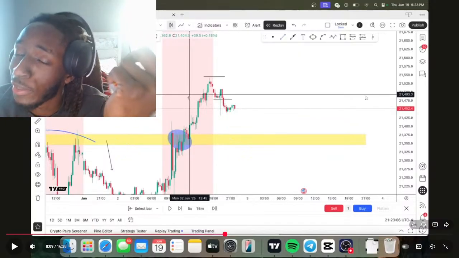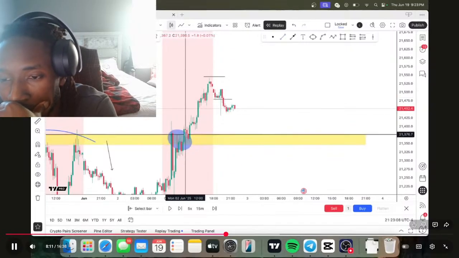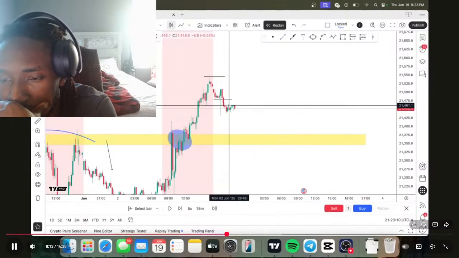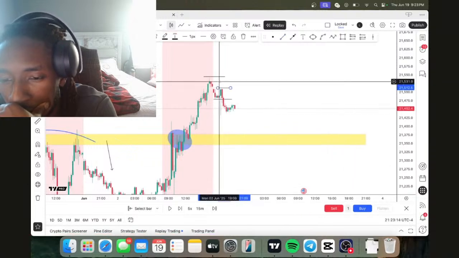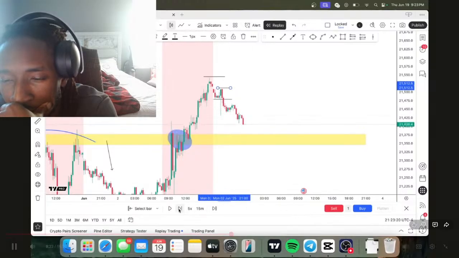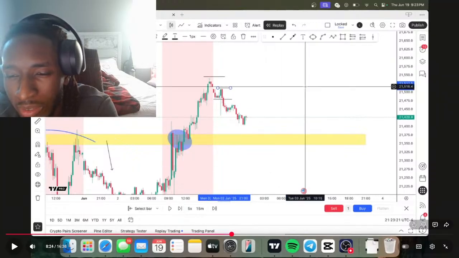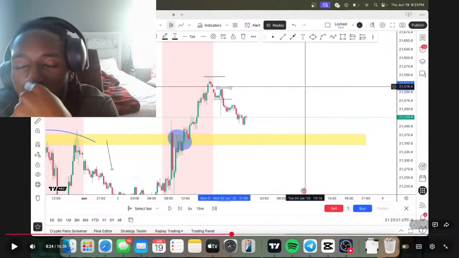I might be learning some shit. Nice. So all we're doing is waiting for the structure to change back bullish, right? So here we have a lower high. That means as long as price is still under here, price is still considered bearish, right? So continue to wait. He said as long as price is still under there, still bearish. All right.